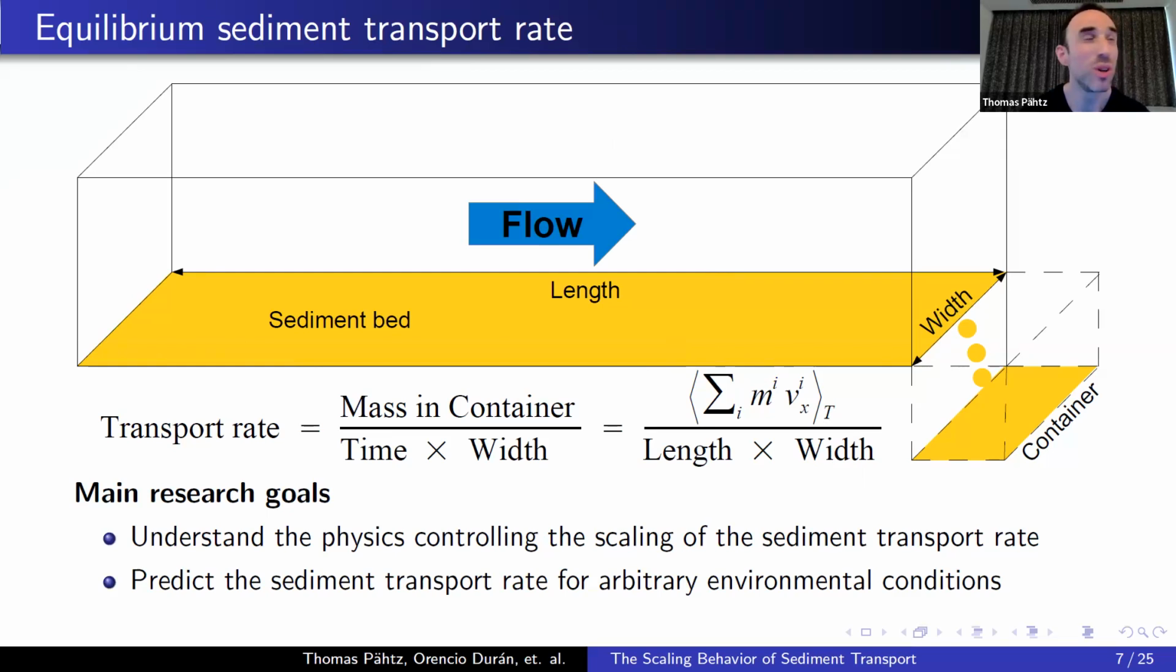So what I have been doing since around 2013 is trying to understand the scaling behavior of the sediment transport rate. I wanted to be able to derive a theory, or at least some kind of model, that is able to precisely predict the transport rate across environmental conditions. So not just on Earth where we have measurements, but also on Mars and other planets.